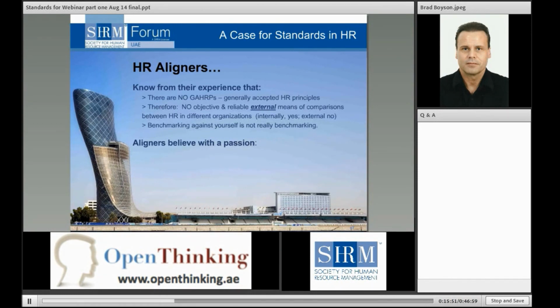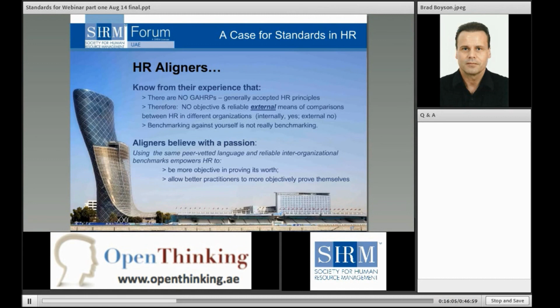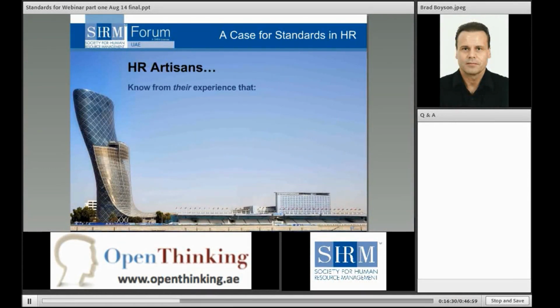And they believe with a passion, when you talk to them about this topic in terms of standards, that using the same peer-vetted language and reliable inter-organizational benchmarks actually empowers HR to be more objective in proving its worth, allowing the better practitioners to more objectively prove themselves in terms of their career and competence, which in turn allows the function of HR itself to earn, and I emphasize the word earn, its seat at the proverbial decision-making table. And how could anyone possibly disagree with that? When you talk to aligners on this topic, this is how they tend to approach you.